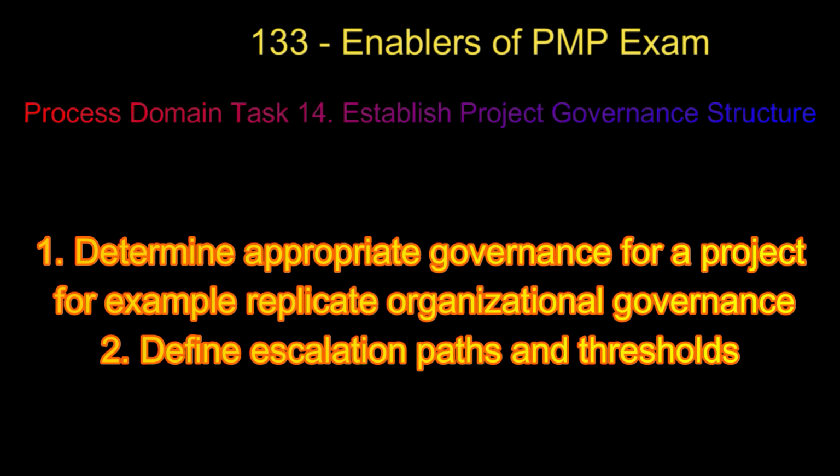Process domain task 14. Establish project governance structure. This task has two enablers. First, determine appropriate governance for a project. For example, replicate organizational governance. Second, define escalation path and thresholds.